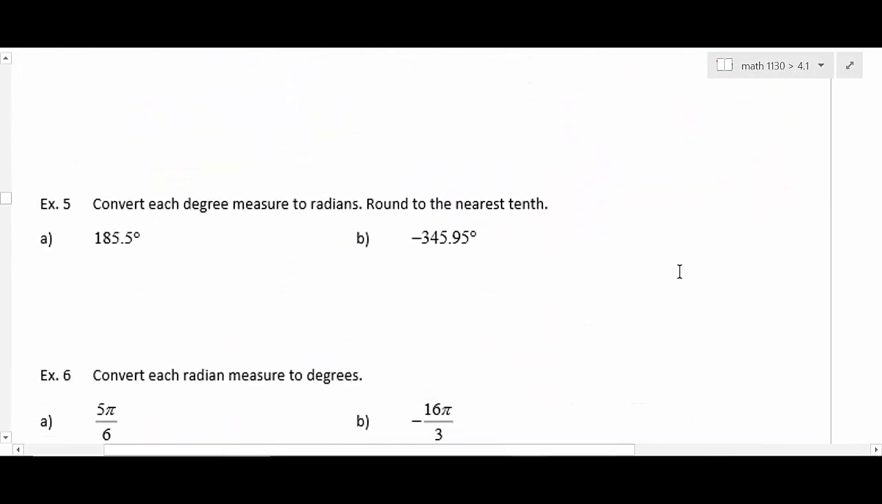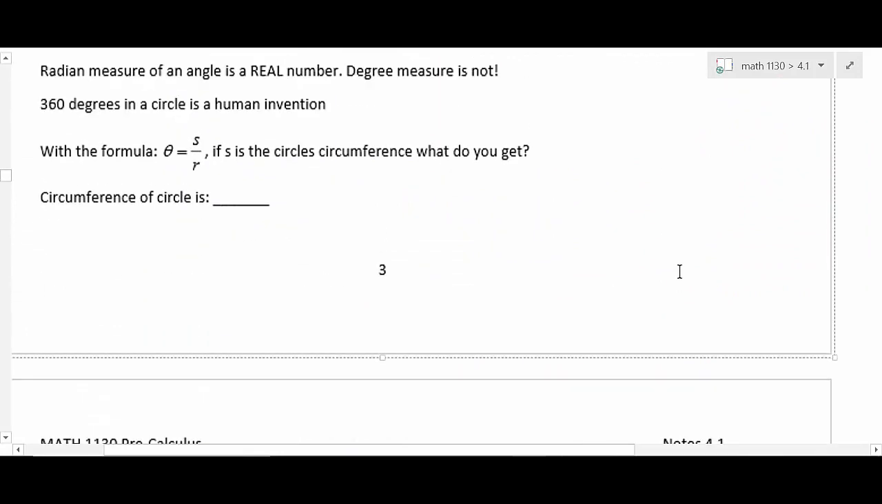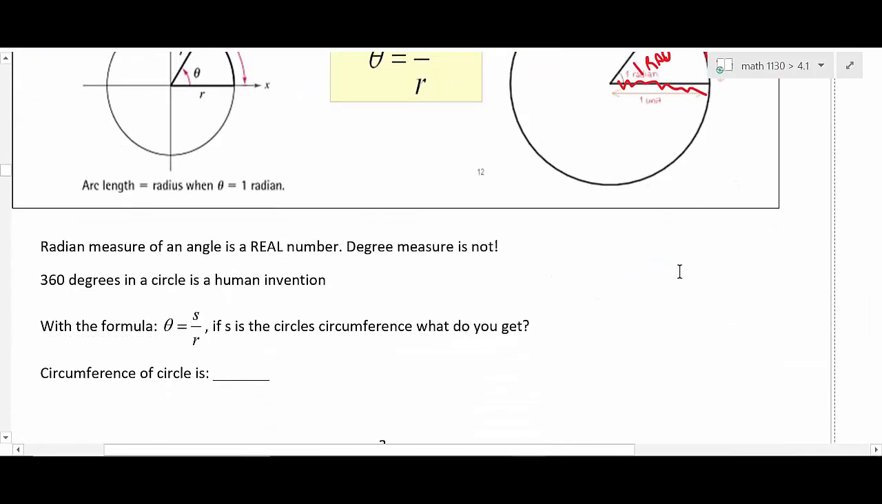Okay, so let me show you what we come up with here in radian measure. The idea that's really important is radian measure is a real number, degree measure is not. Okay, 360 degrees, like I said, is a human invention.